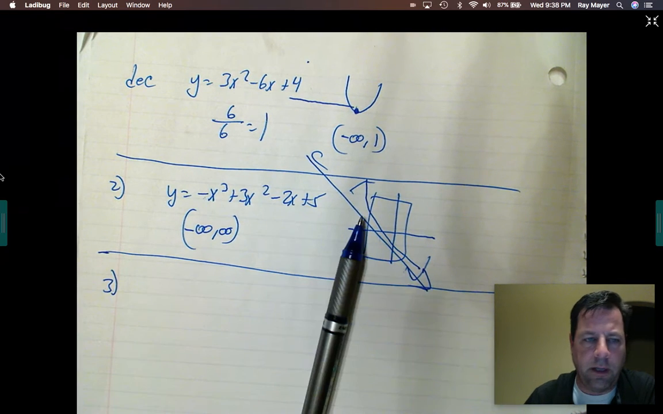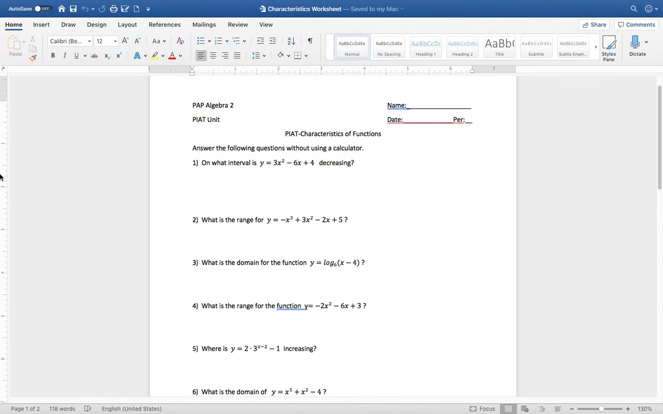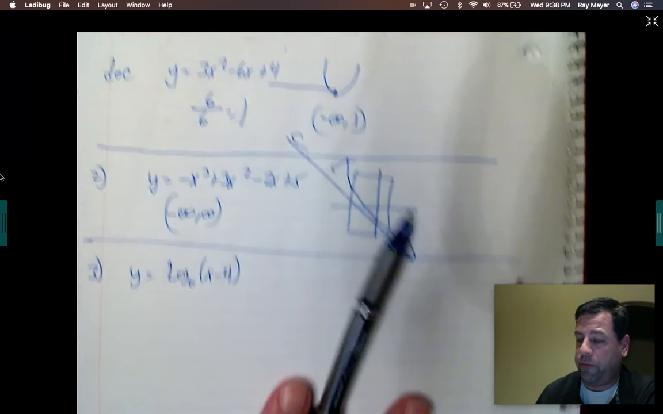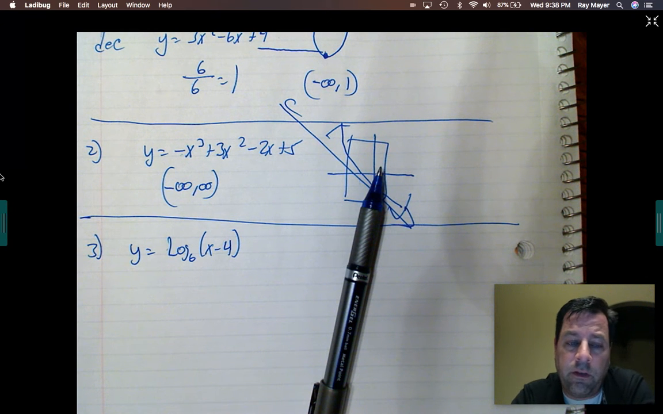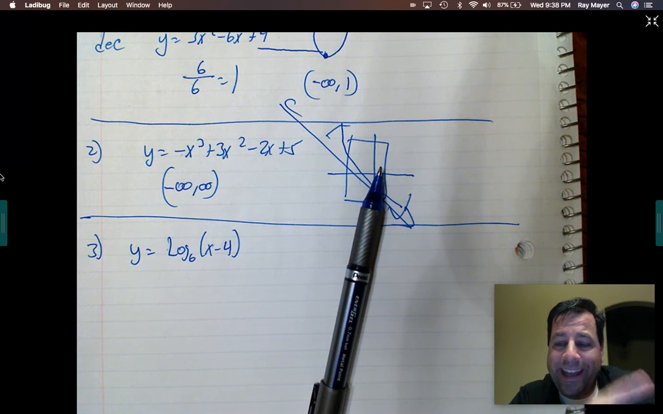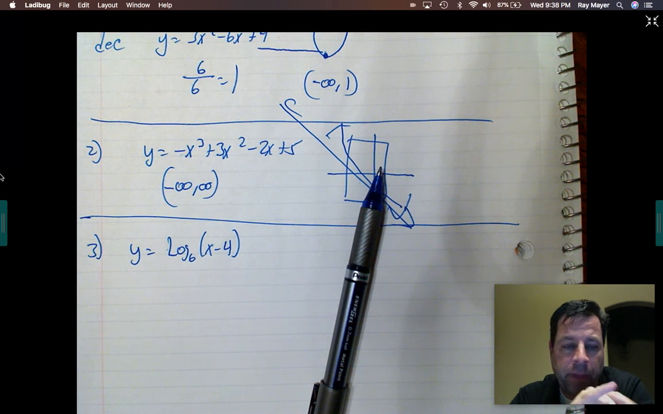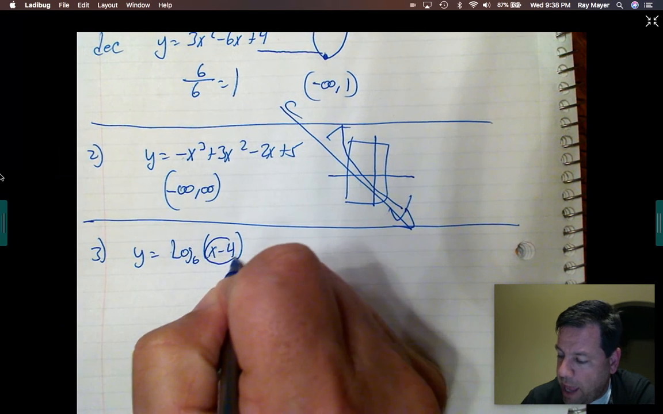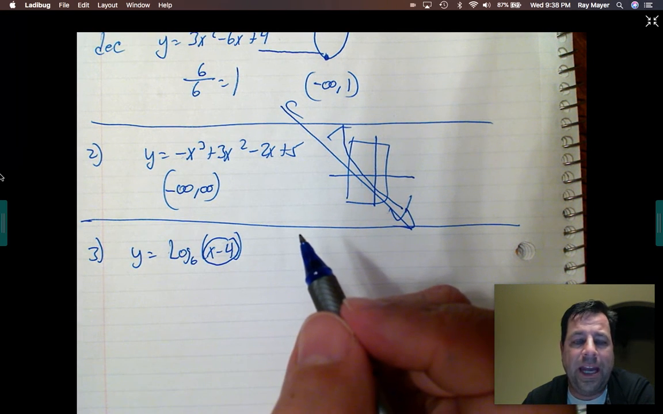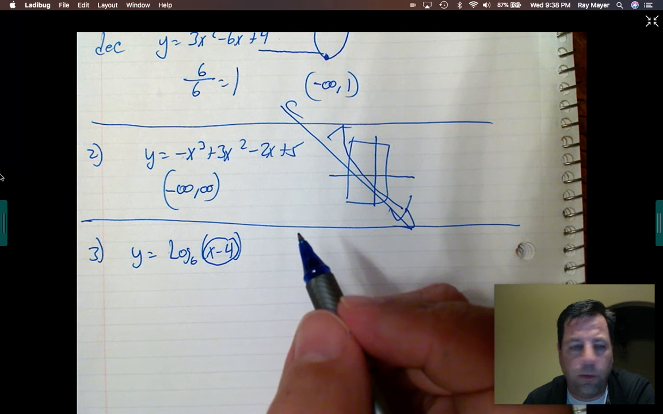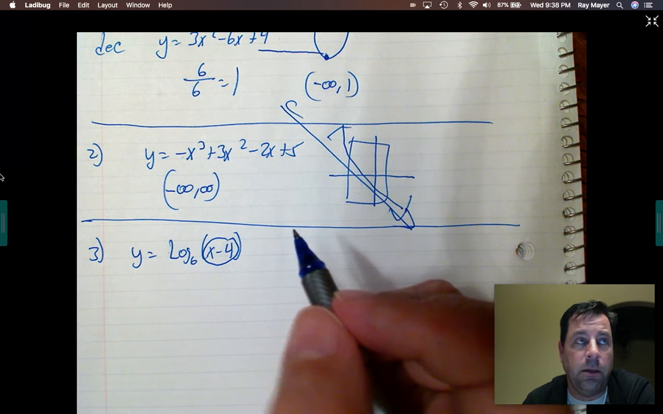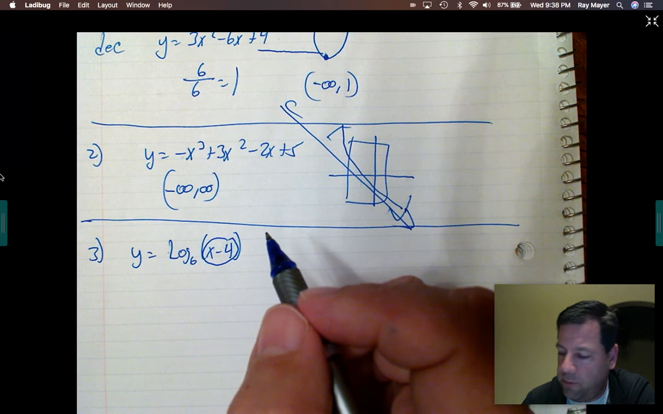All right, number 3. That's a pretty easy question. What is the domain for y equals log base 6 of x minus 4? All right, this one you probably had to look up your stuff. Remember, you cannot take the log of a negative. Not only can you not take the log of a negative, you cannot take the log of 0. And so what's inside of here has to be greater than 0. It can't be equal to 0. It has to be greater. It can't be negative.